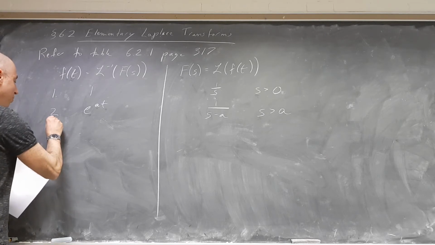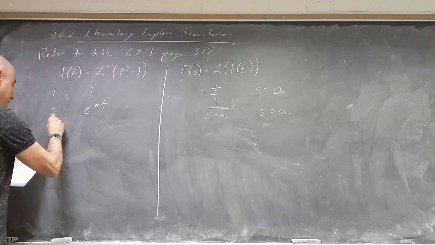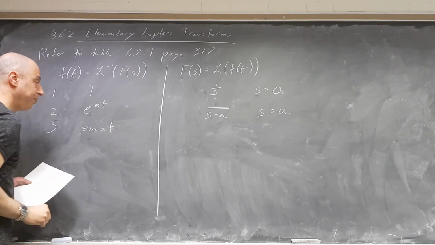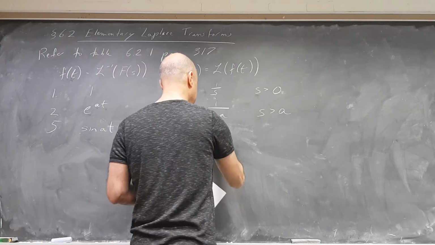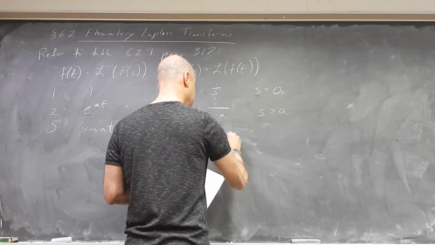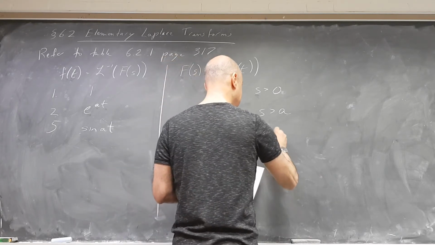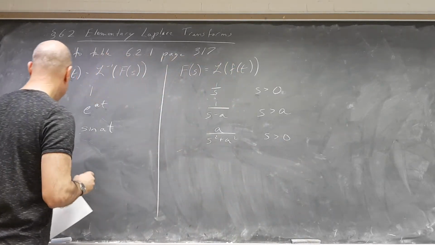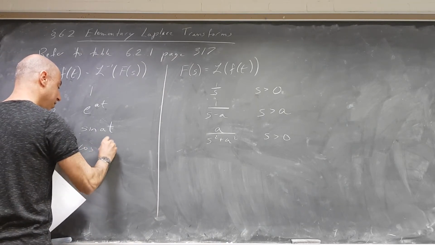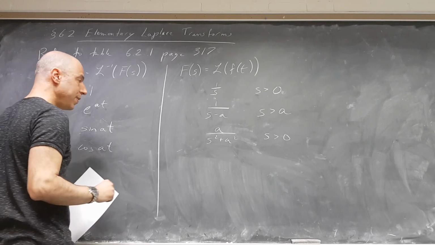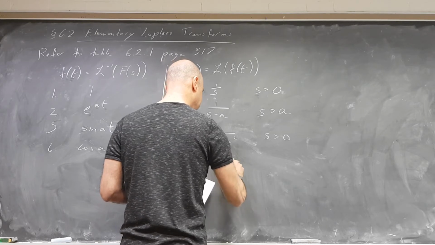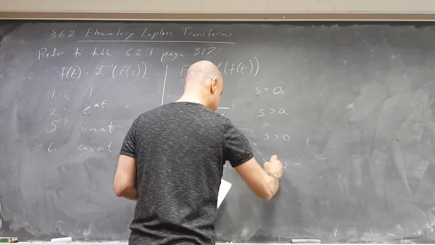So I want to include a few more lines of this. I'm certainly not going to include it all. Sine at is a over s squared plus a squared. And that again works if s is positive. And line 6 is cosine at. And this is s over s squared plus a squared. Again, where s is greater than 0.